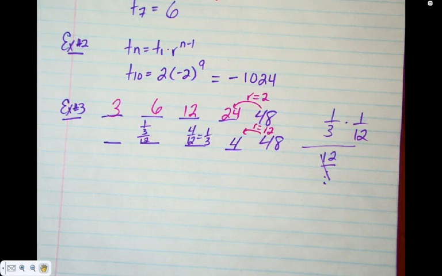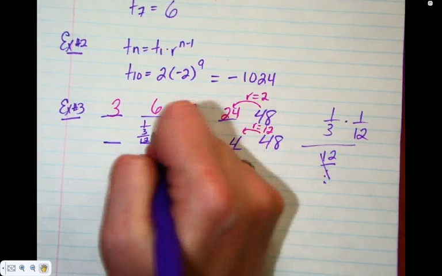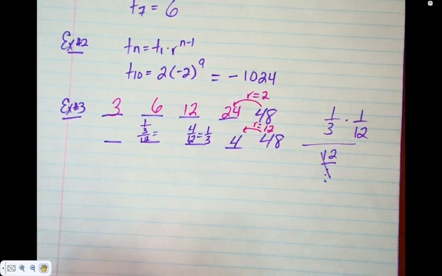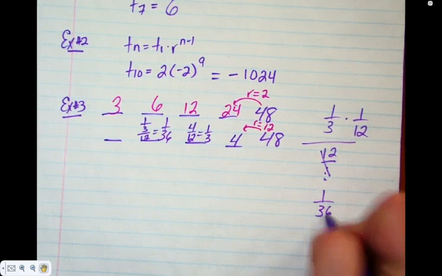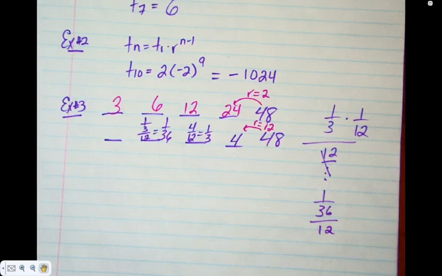And then what do we do? Top times top and bottom times bottom. 1 over 36. Ooh, and now we get to do 1 over 36 divided by 12. I love it.